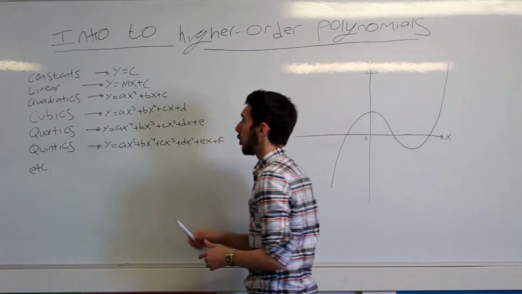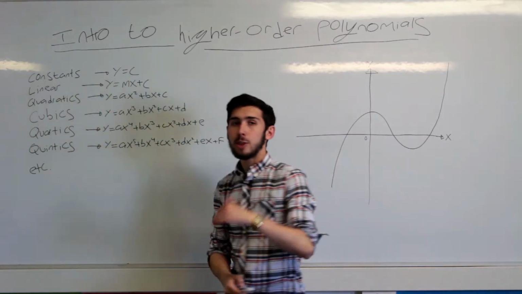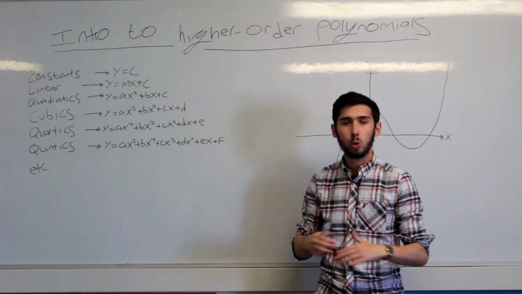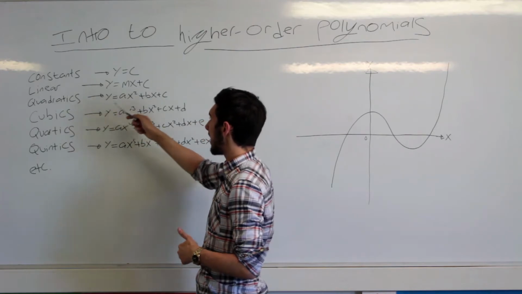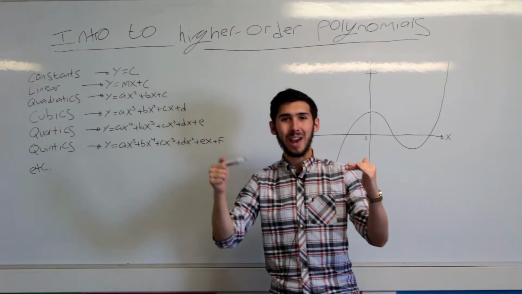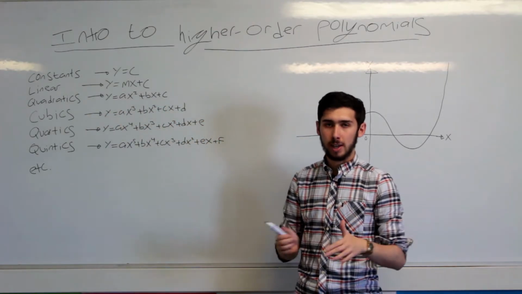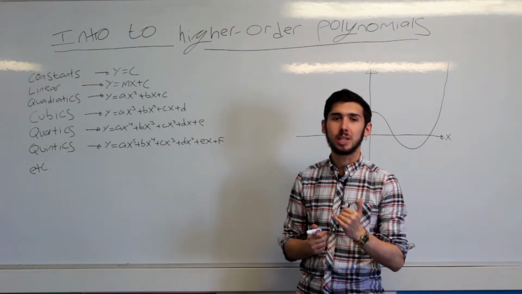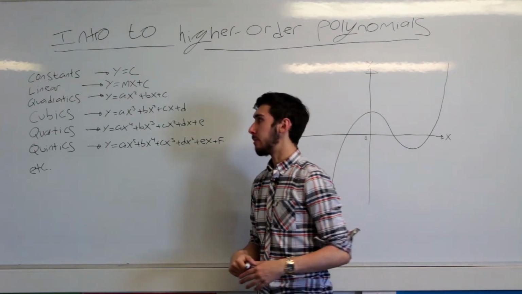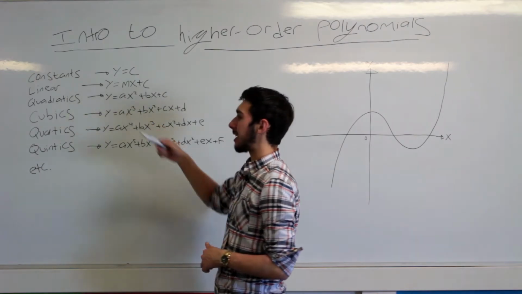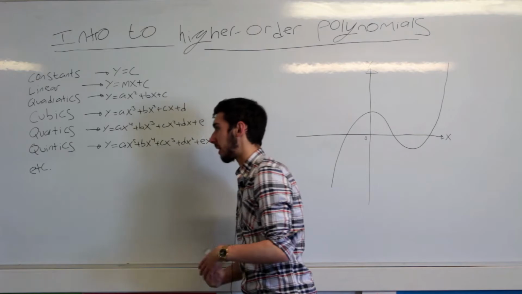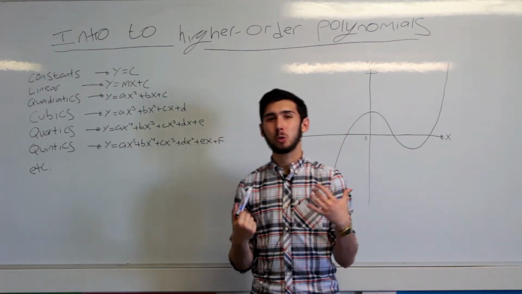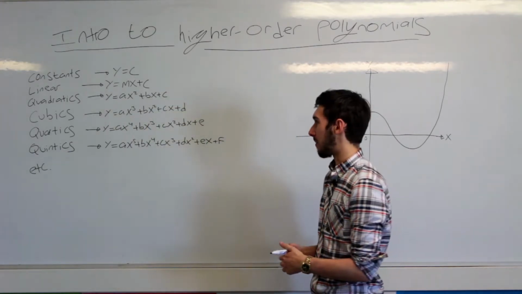Now guys, quadratics, we've talked about them endlessly. The highest order term of a quadratic is an x squared. It does not go higher than that. You do not get an x cubed in a quadratic, ever. If you do have an x cubed, it is a cubic. If you have an x to the 4, it is a quartic. If you have an x to the 5, it is a quintic, etc., okay?